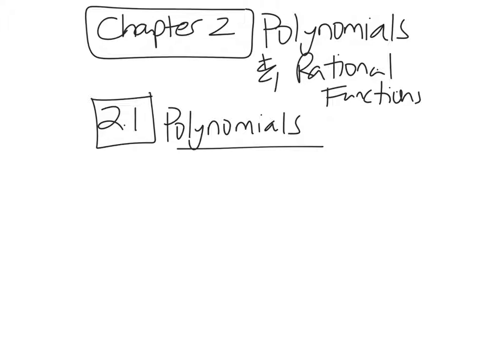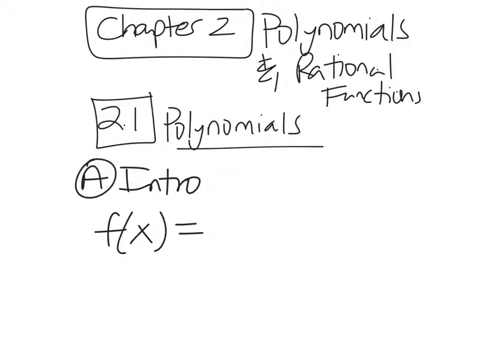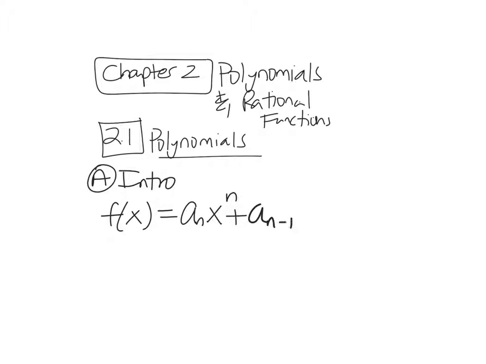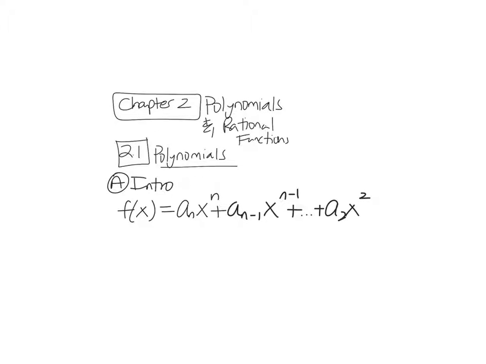Okay, so here's what a polynomial is. Letter A. We'll do a little intro. F of x equals a sub n x to the n plus a sub n minus 1 x to the n minus 1 plus, and so on, plus a sub 2 x squared plus a sub 1 x plus a sub 0. That's a polynomial. Now, it looks pretty bad, huh?